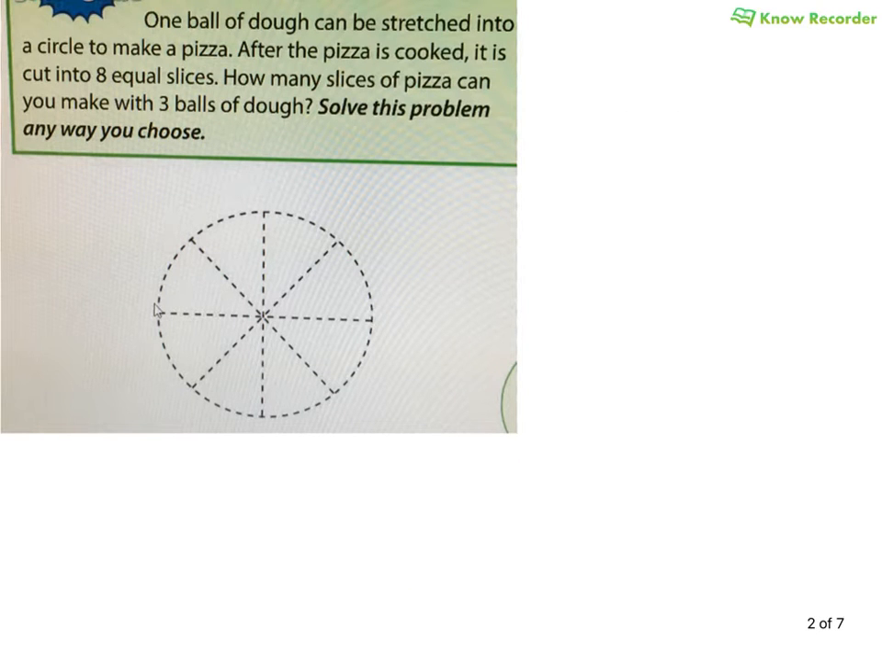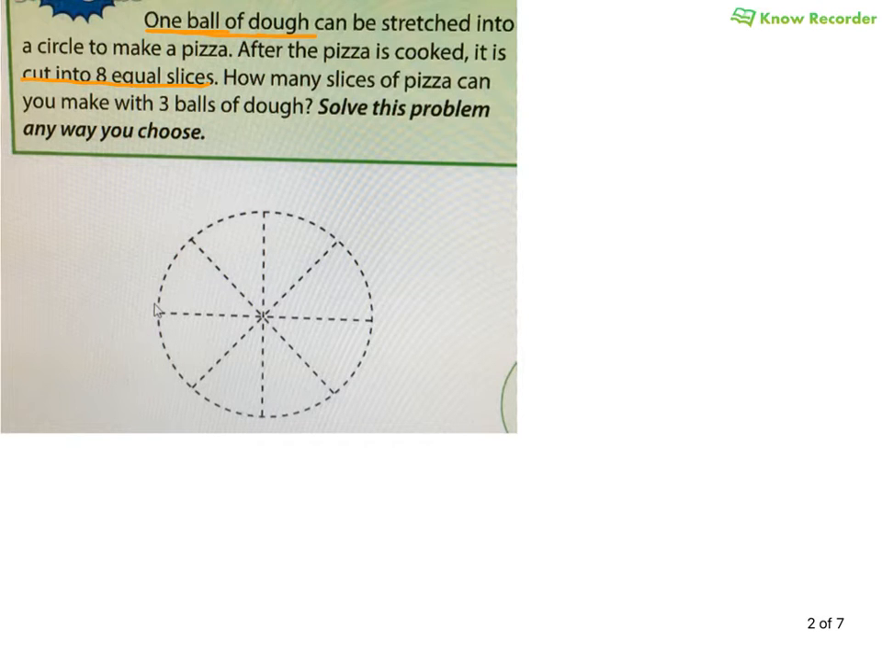Once again, we need to make sure we're reading questions carefully and we understand what we're looking at first. If you just start attacking things and plugging in numbers, nothing's going to go right. So what do we have here? We have one ball of dough. It can be stretched in a circle to make a pizza. After the pizza is cooked, it's cut into 8 equal slices.